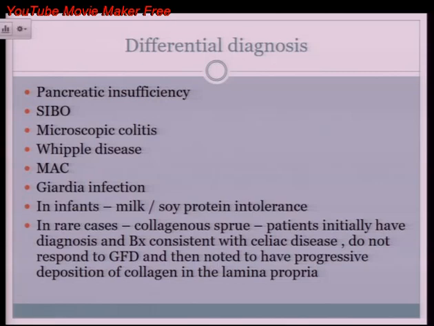In rare cases, collagenous sprue. The patients initially have a diagnosis and biopsies consistent with celiac, but they don't respond to a gluten-free diet. Over time, they're noted to have progressive collagen deposition in their mucosa. So that's a condition called collagenous sprue. It's a very hard to treat condition. You initially start off the treatment like celiac, but they end up on multiple anti-inflammatories, anti-TNF medications, and things like that. And sometimes they are dependent on TPN in severe cases of malabsorption.